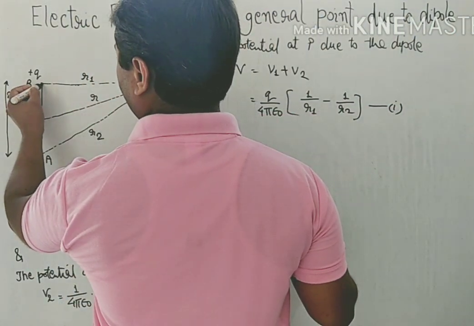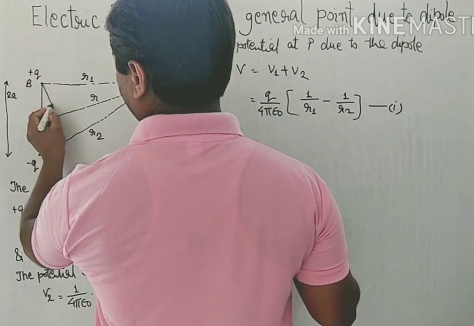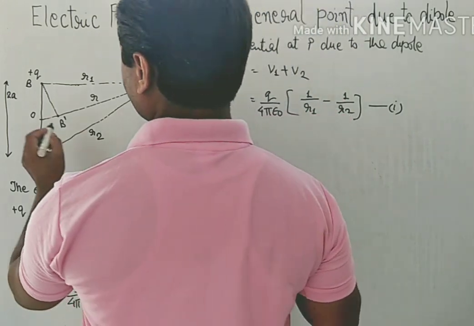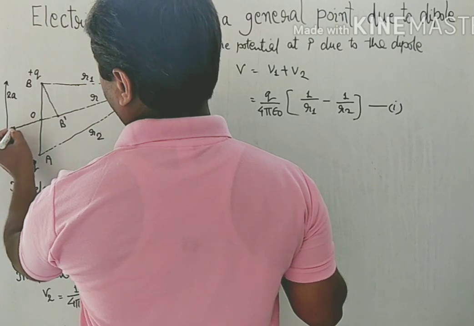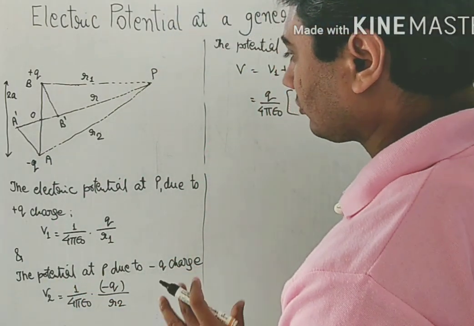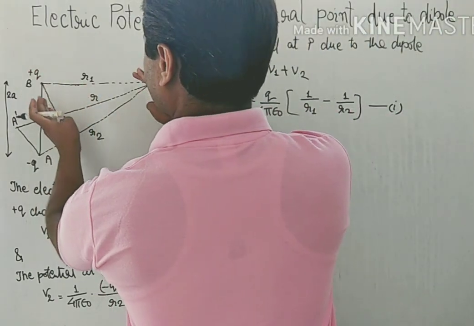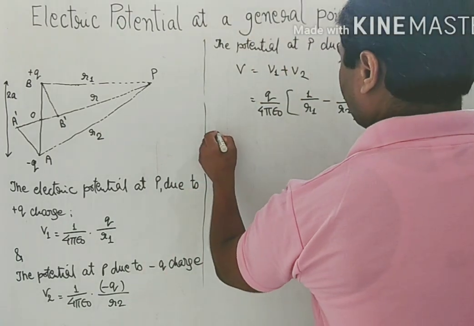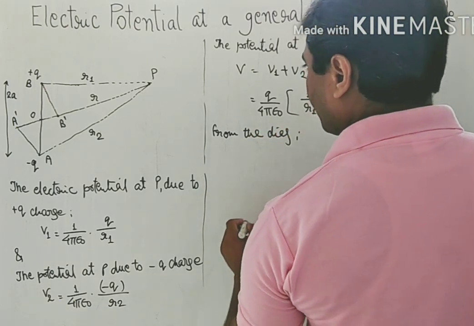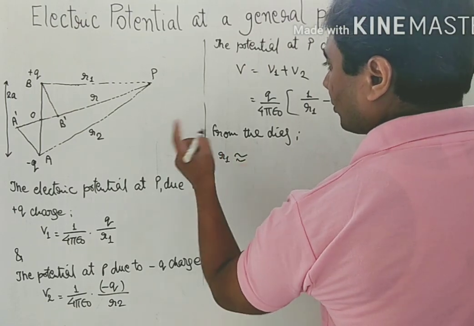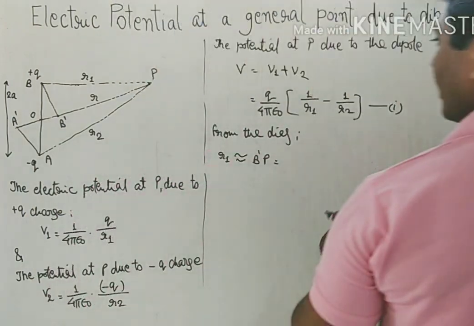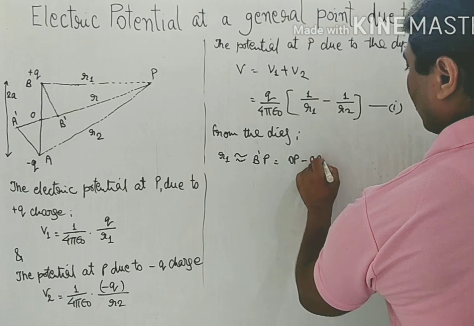We drop a perpendicular from point B on OP, and let this point be B dash. Then extend this line backward and draw a perpendicular from point A on this line. So that is A dash. Now, from the diagram, R1 is nearly equal to B dash P, and B dash P will be OP minus OB dash.